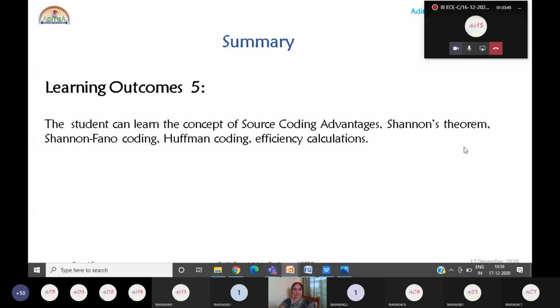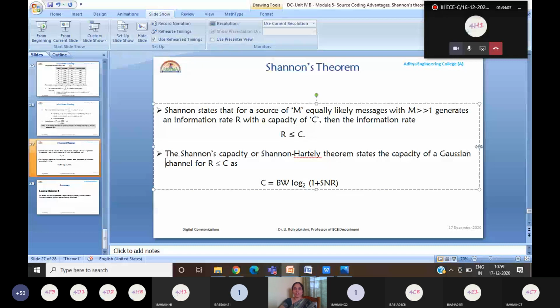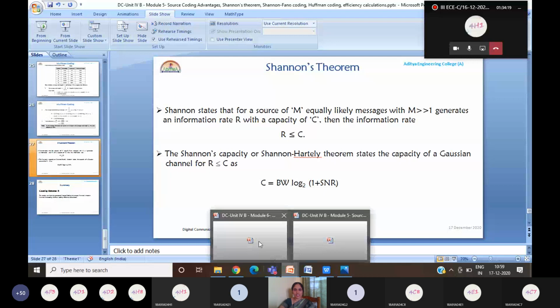Let us move to module 6, where we will discuss the capacity of all the discrete channels as well as the capacity of the Gaussian channel. The capacity of the Gaussian channel is nothing but the Shannon-Hartley theorem. So we can discuss it in module 6. With that module 6 we can finish our 4th chapter. I think this module is okay to everyone. Let us move to module 6.